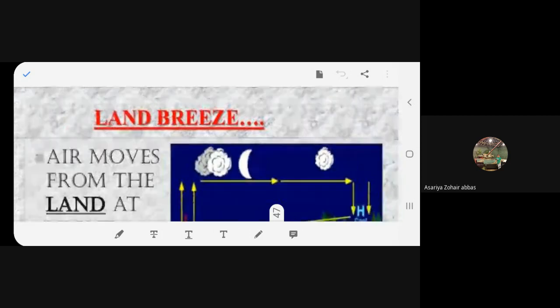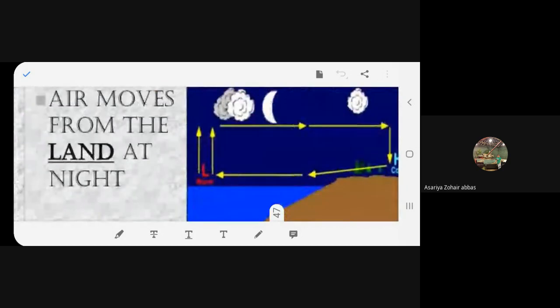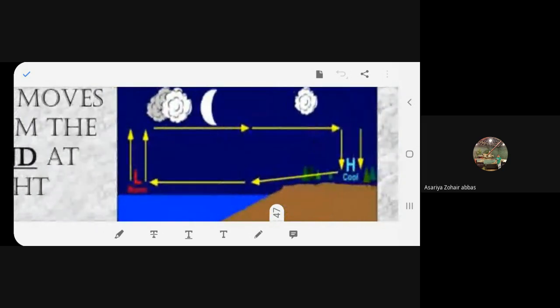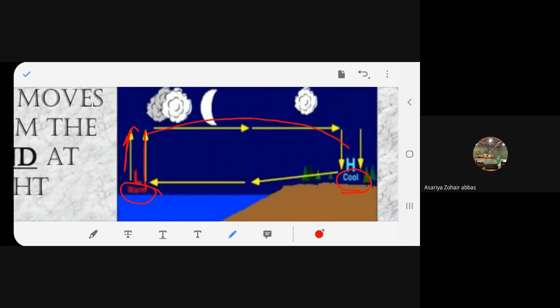Because during night time, air moves from land at night. Right? See the picture? It's night time. Sea is warm, land is cool. Right, beta? Is it clear? So air rises up and it goes towards the land. Yes or no?